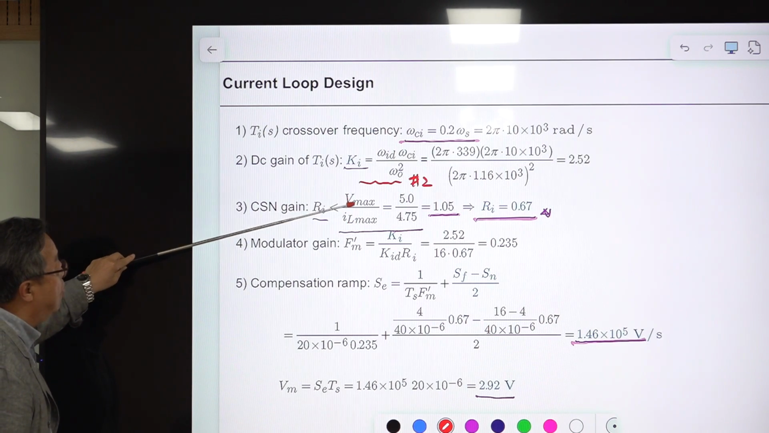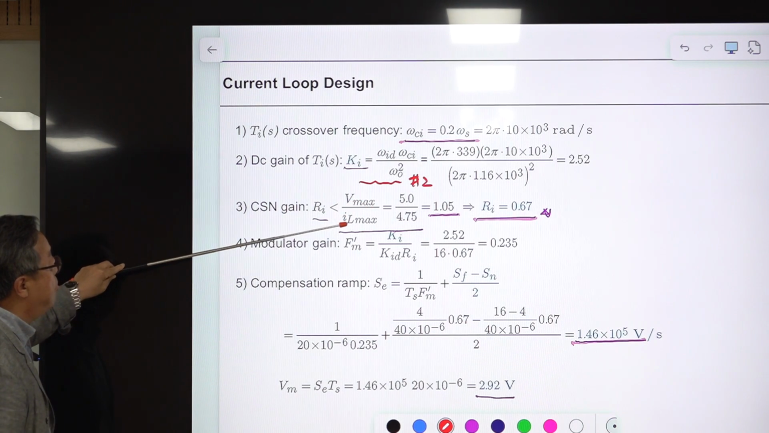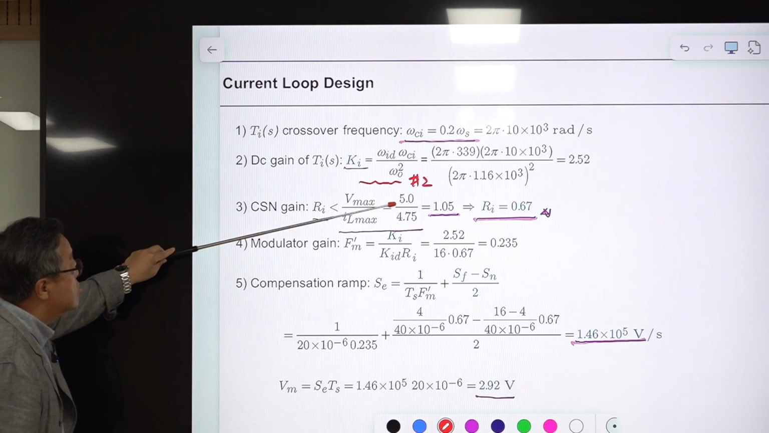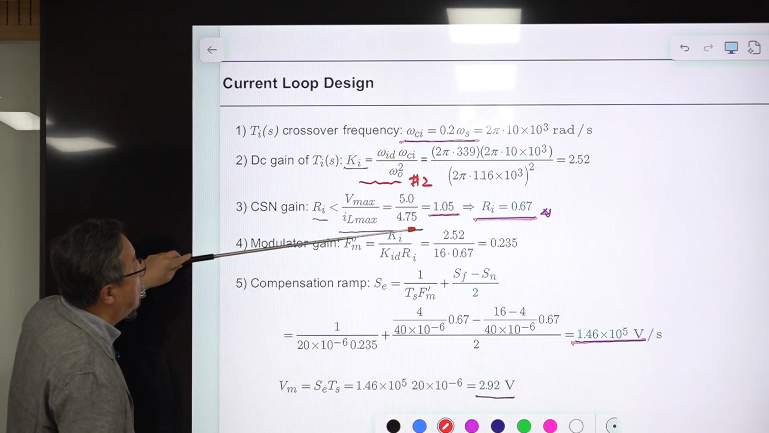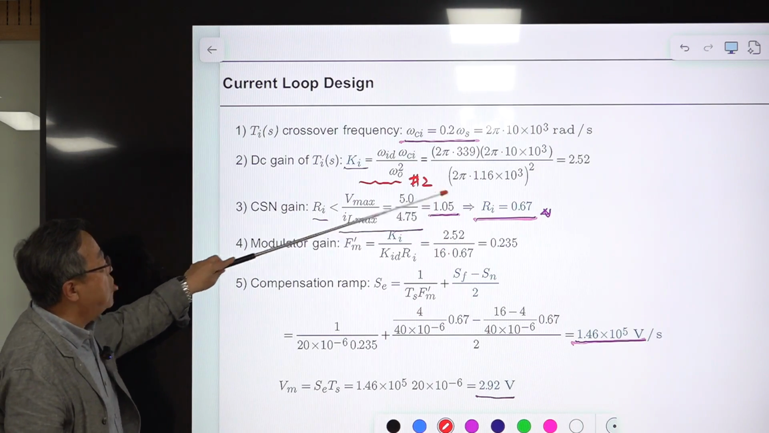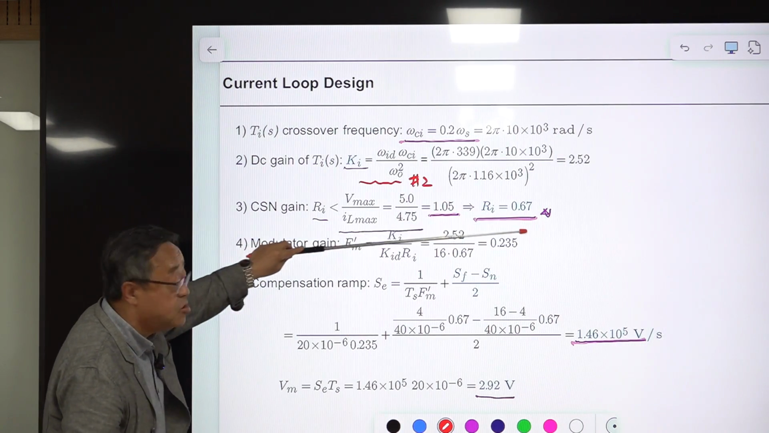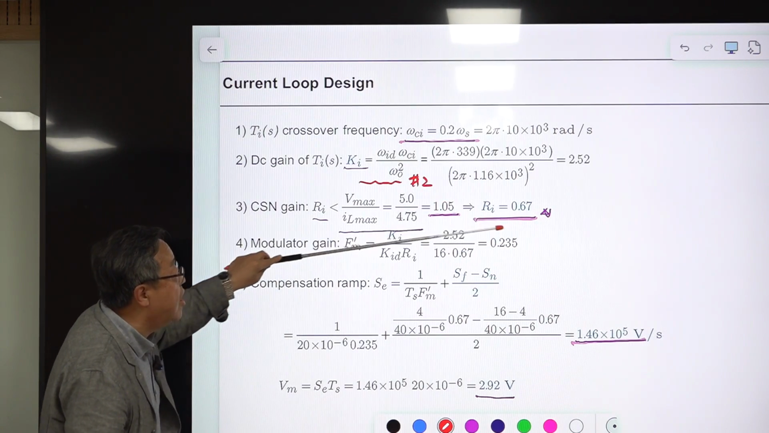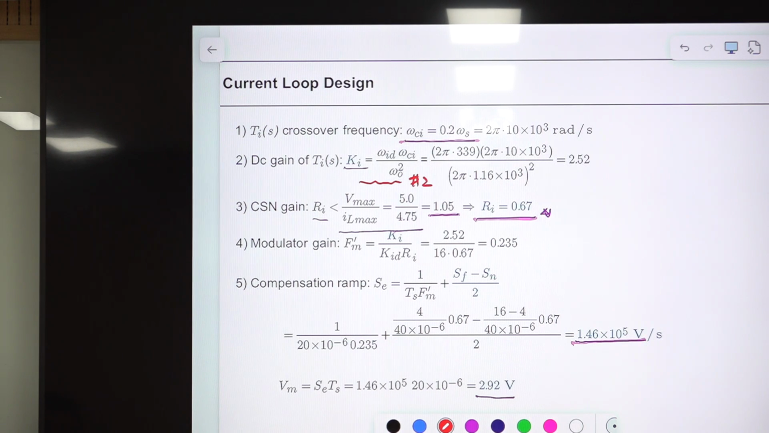This is the maximum allowable control voltage, or PWM voltage, and this is the maximum value of inductor current. This is assumed to be 5.0, and this 4.75. We calculated this in the previous slide, and this is the upper limit. So we select this number. Something smaller than this is okay. This is dangerous, so select some margin. I select 0.67.